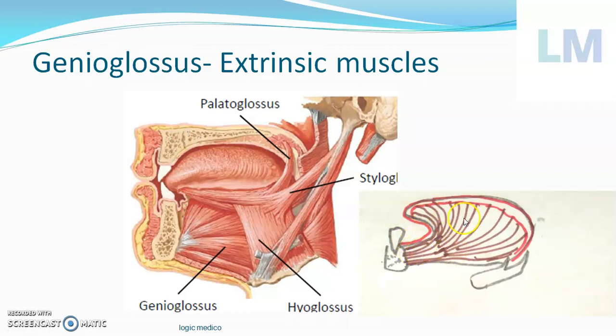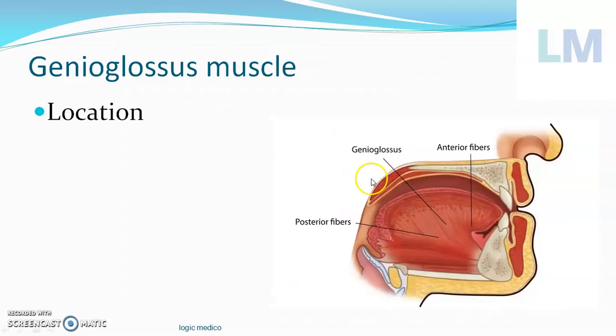So this is a diagrammatic representation. From this mandible, the inner surface of the chin, chin is formed by mandible only, right? So from there, the entire mucous membrane of the tongue, this red colored stuff, will go. Okay, so we'll see that in detail.